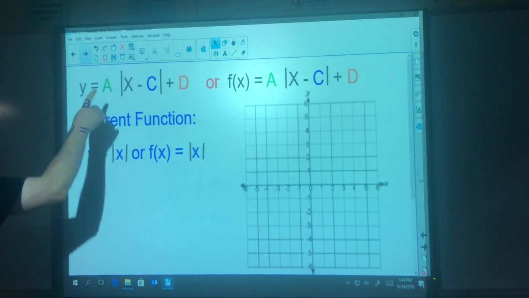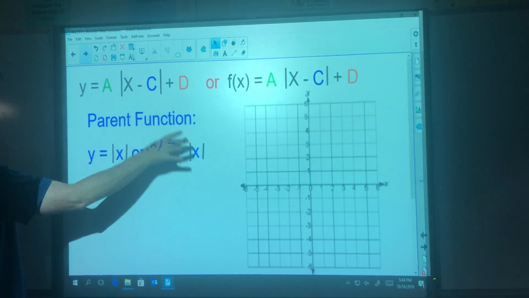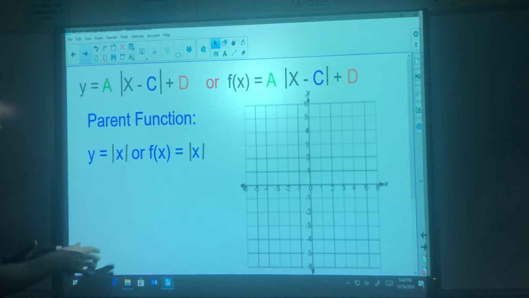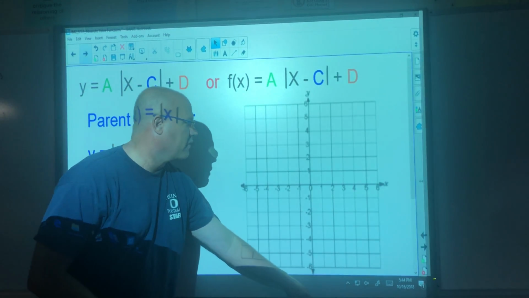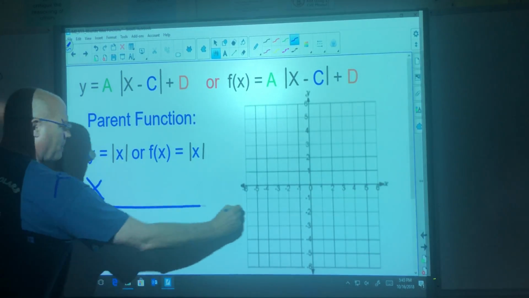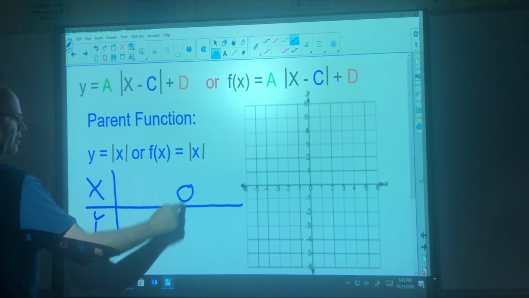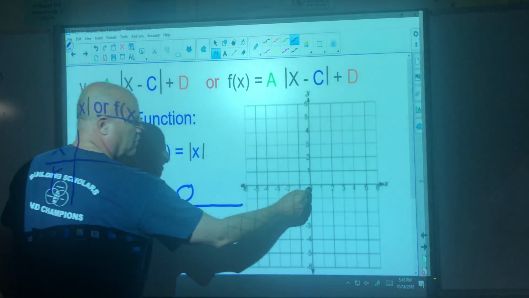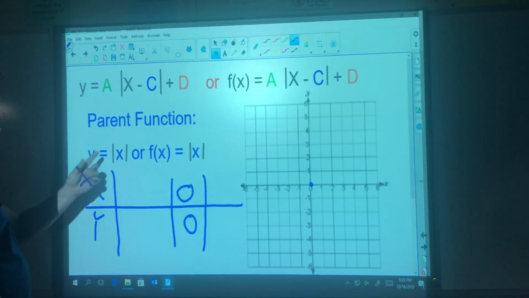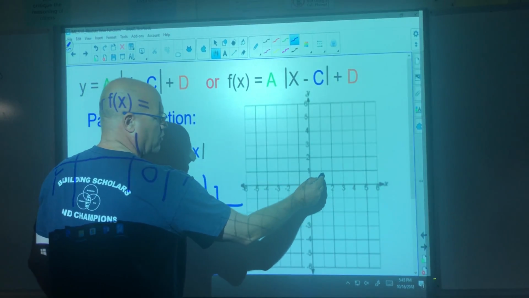We will be talking about how the a value affects our graph, how the c value affects the graph, and how the d value affects the graph in terms of transformations. But for now, let's just graph the basic parent graph, which is, let's just do a little xy table. All right, so start with if x is 0. If x is 0, y is 0. Okay? If I substitute 1 for x, I'm going to get 1. All right, so you get 1, 1.